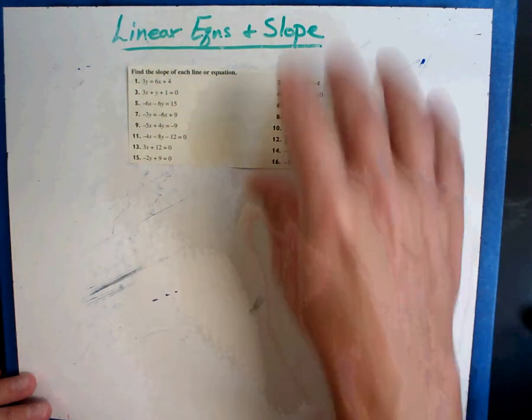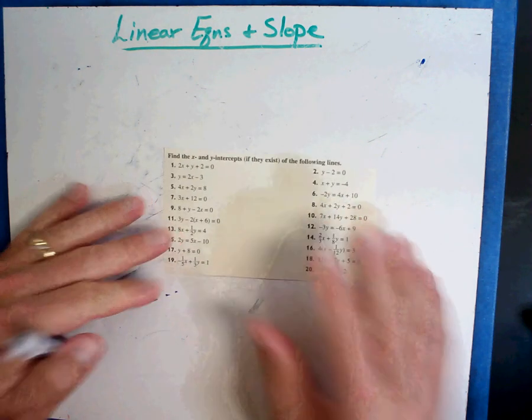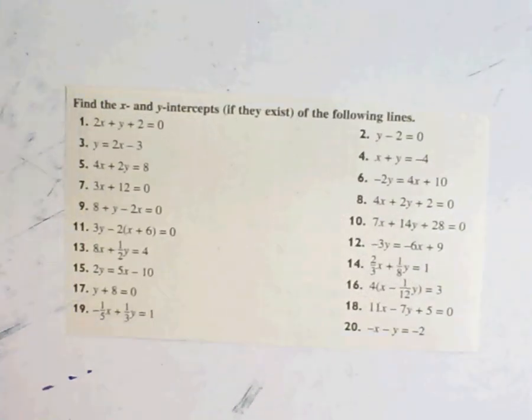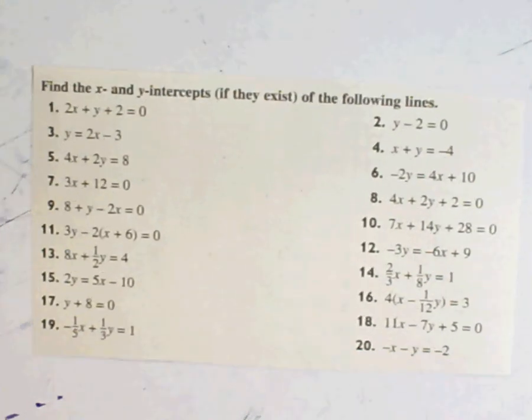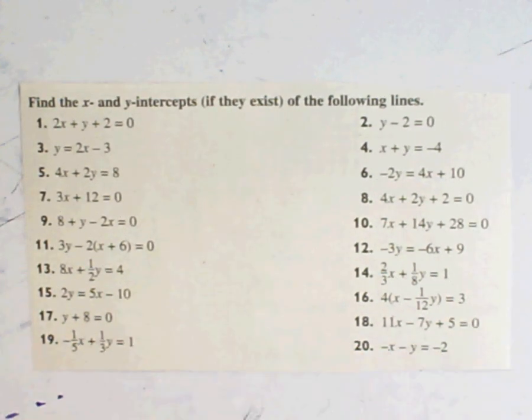Okay, so let's try a different type. Here's some other examples. And again, I'm giving you way more than you need. Let me zoom in real quick so that you can see them. It says find the x and y intercept for the following lines. And this time I want you to do number 1 and number 11. And we'll come back and we'll do those together. Let's see if you can do question number 1 and question number 11. Pause and we'll come back in just a minute.